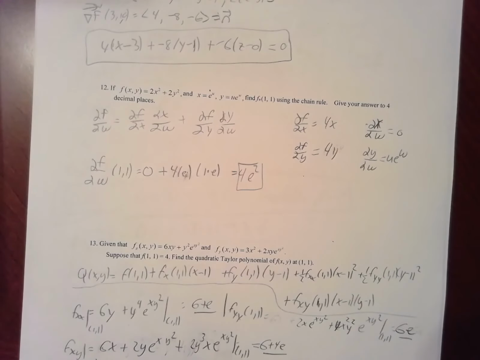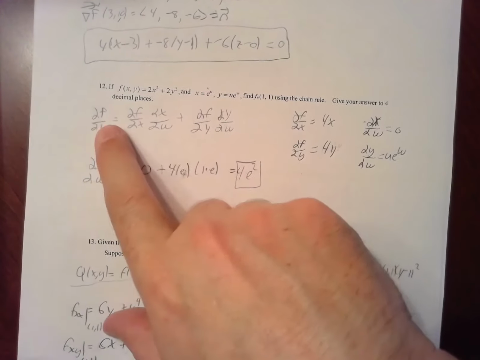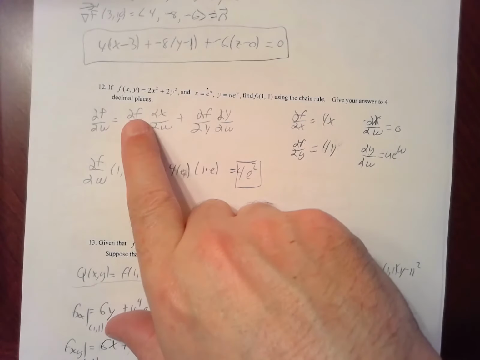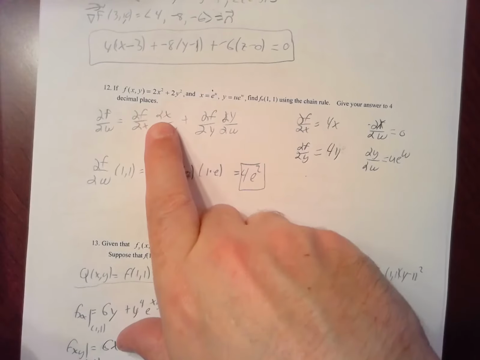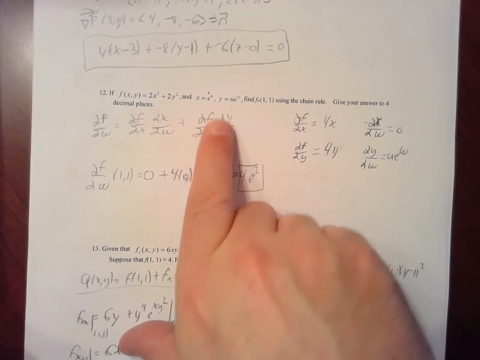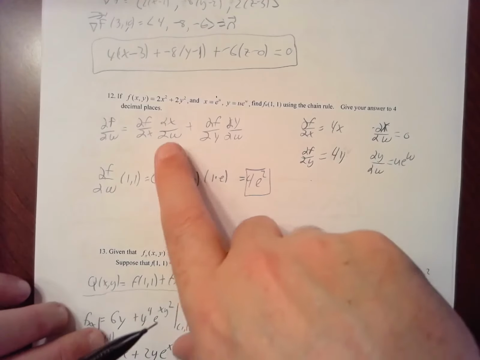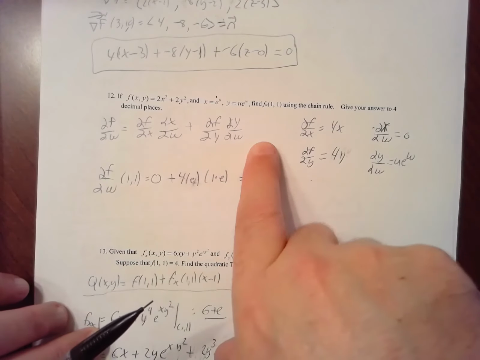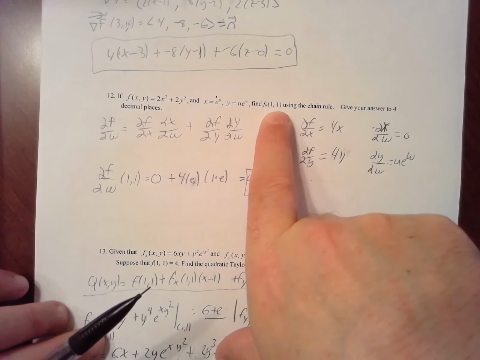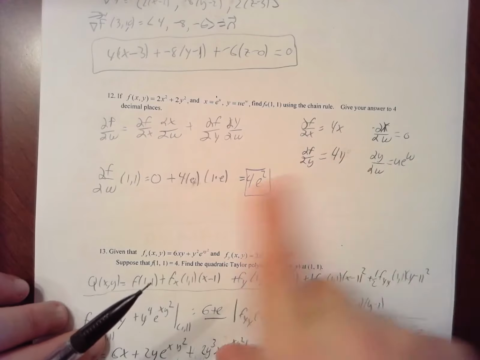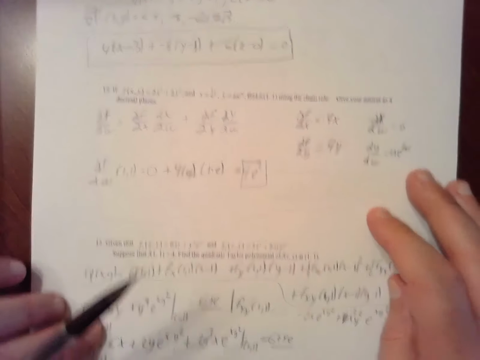Okay, we got all of our partials here. Just got to be careful. Partial f with respect to w is partial f with respect to x, partial x with respect to w, plus partial f with respect to y, partial y with respect to w, plus. Don't forget to add those. And then we just need to evaluate. What are our variables here? U and w. So we just evaluate everybody at 1, 1, and I got 4e squared.